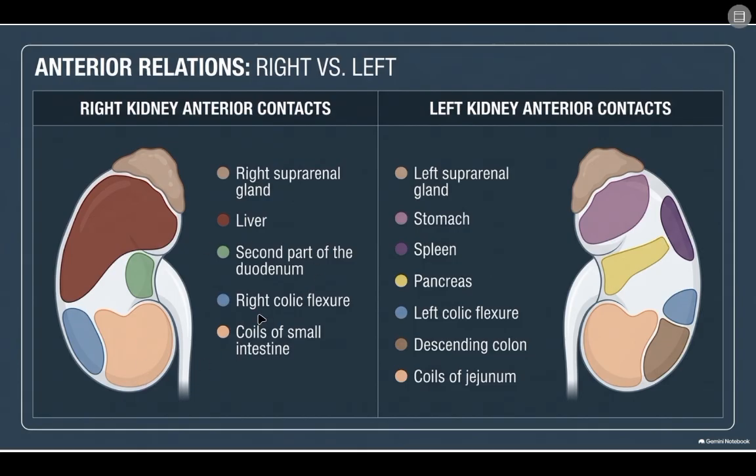So let's talk about the flexures. We have the right colic flexure and we have the left colic flexure. The right colic flexure, because it is the right kidney, is related to the right colic flexure, or what do we also call it? The hepatic flexure, or the right hepatic flexure. And also we have the left colic flexure. Because this left colic flexure is related to the spleen, we now call it what? The splenic flexure, or the left splenic flexure. So this is the basic information you have to have about the relations of the kidney.